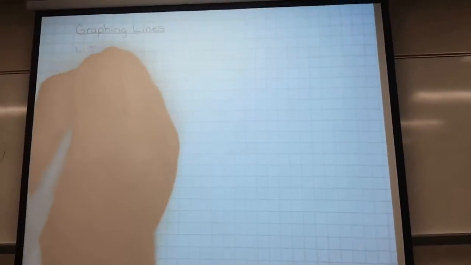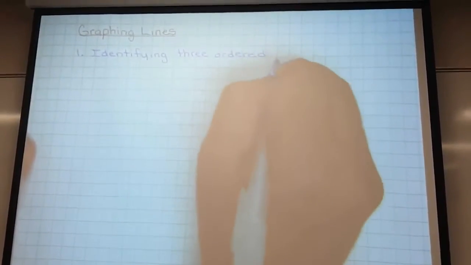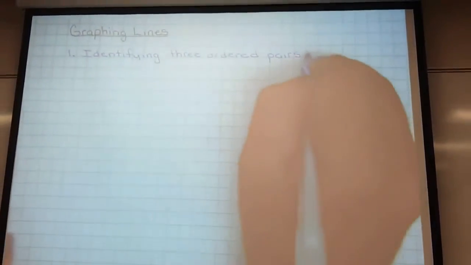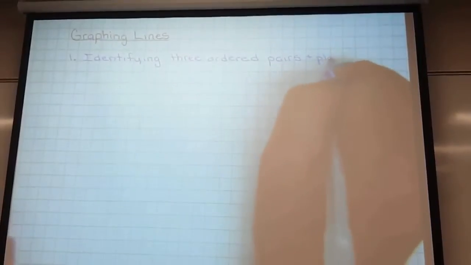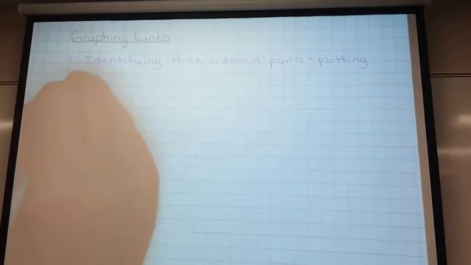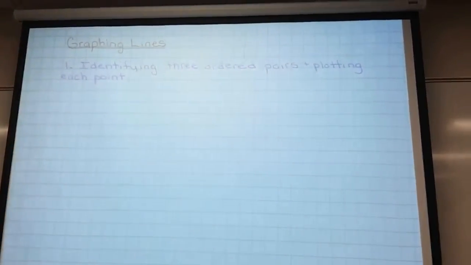identifying 3 ordered pairs, which technically we've already done in 4.1, but I'm going to do it again so you can see how it works. Identifying 3 ordered pairs and plotting each point. So that's the first way. We will do that one today.